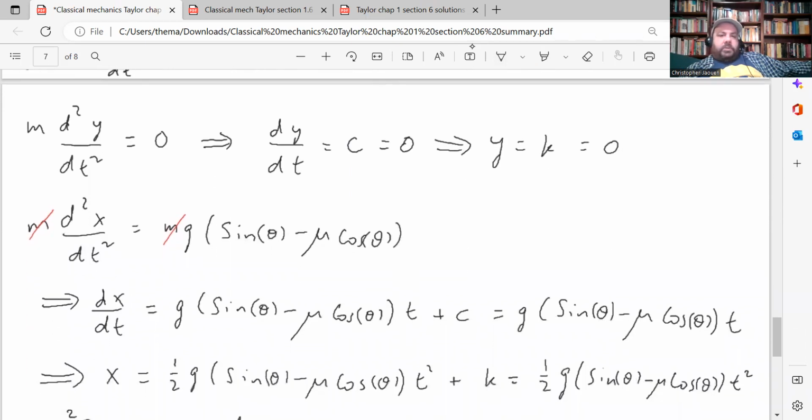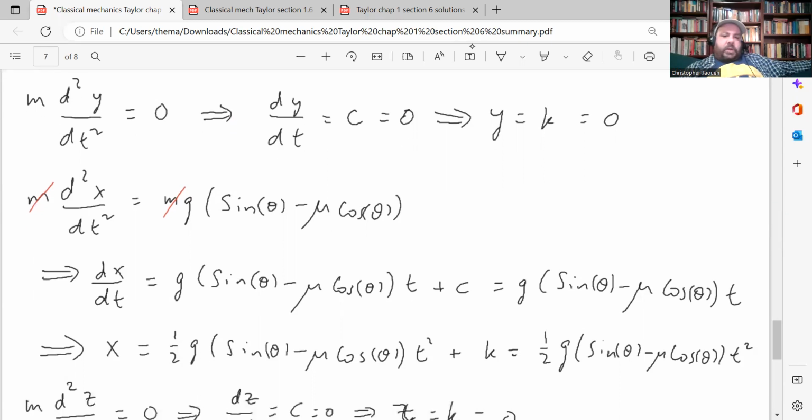So use our calculus. The first equation gives us that the velocity in the y direction is constant because the acceleration is 0, but the constant is 0 because the mass is not going up or down in the y direction. It's staying in the same place, right? There's no velocity in that direction, and that means the y coordinate is also 0, because when you integrate dy dt equals 0, you get y equals a constant. But again, the mass is not moving up or down, so that's also 0.